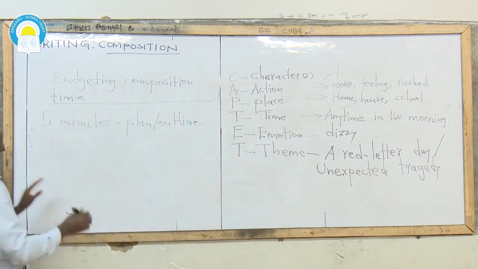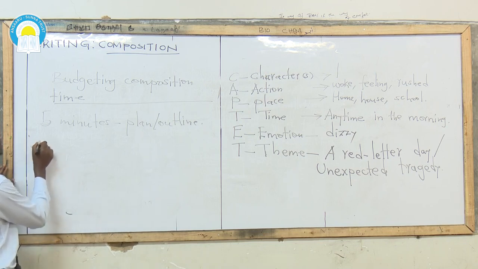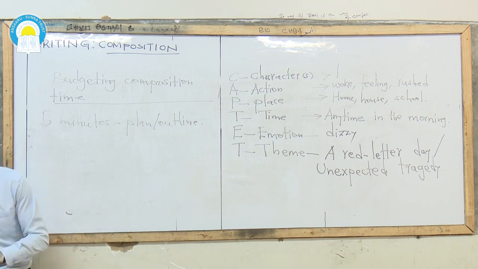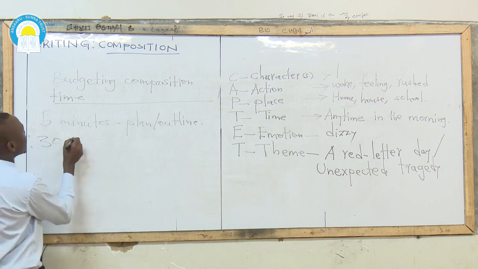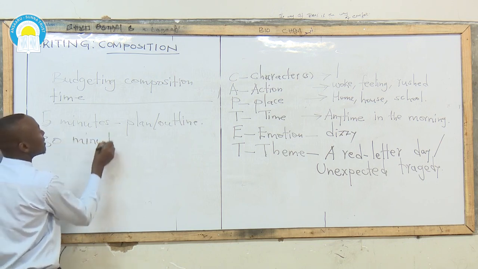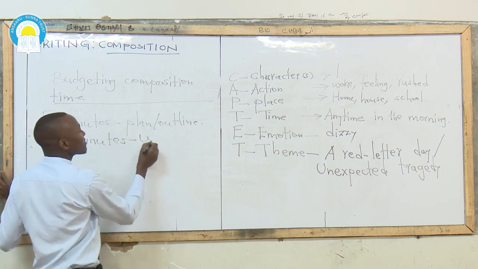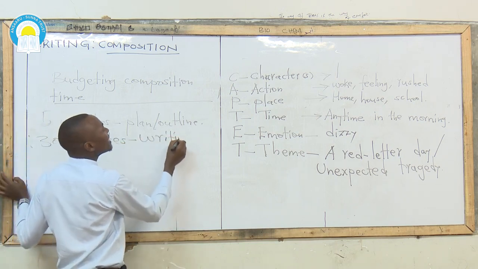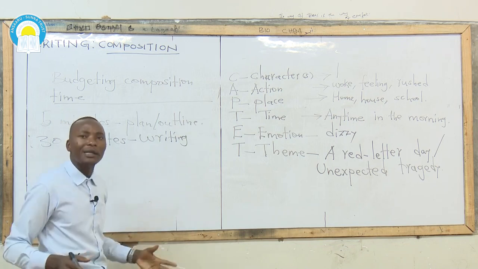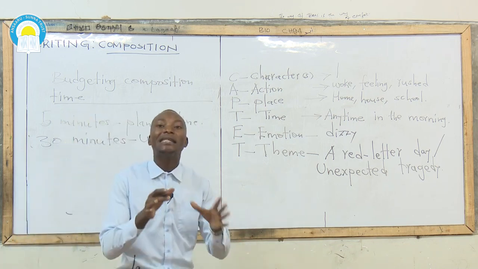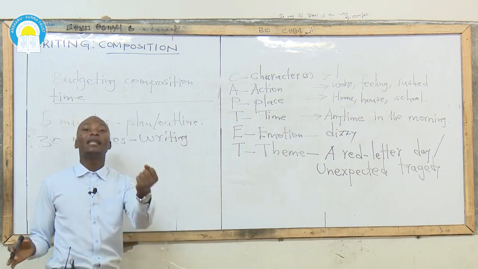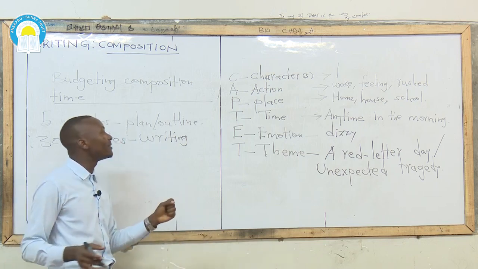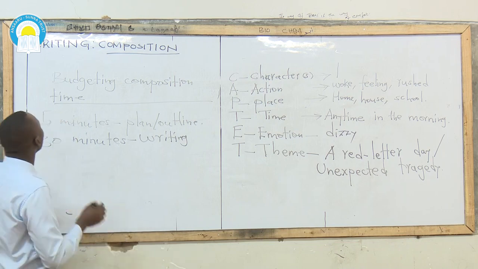Once you have planned your work, now write for 30 minutes. Take 30 minutes to write the composition ceaselessly. 30 minutes for writing ceaselessly. Once you know what to write about, take the 30 minutes and write ceaselessly without stopping. Then finally, you have 5 minutes left. After writing for the 30 minutes, remember you have 5 minutes left.